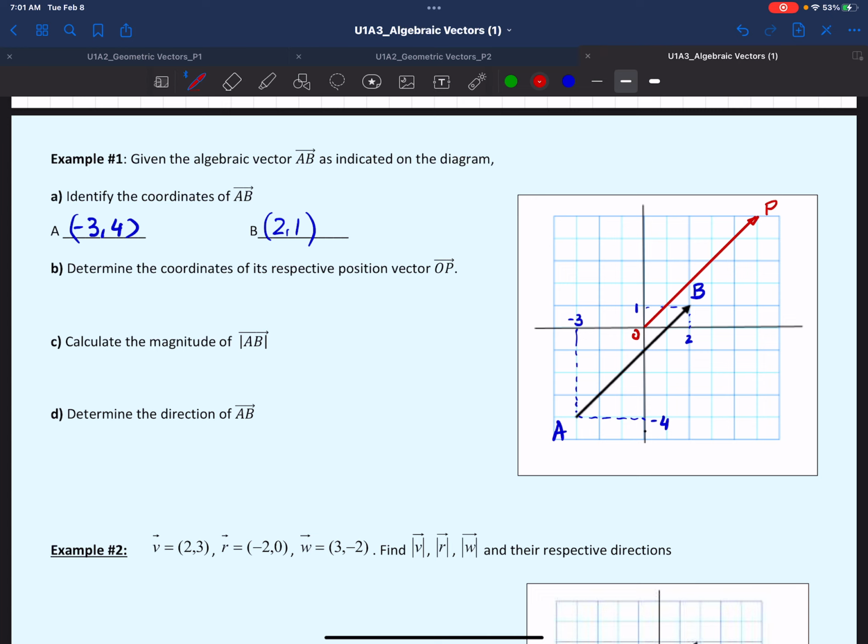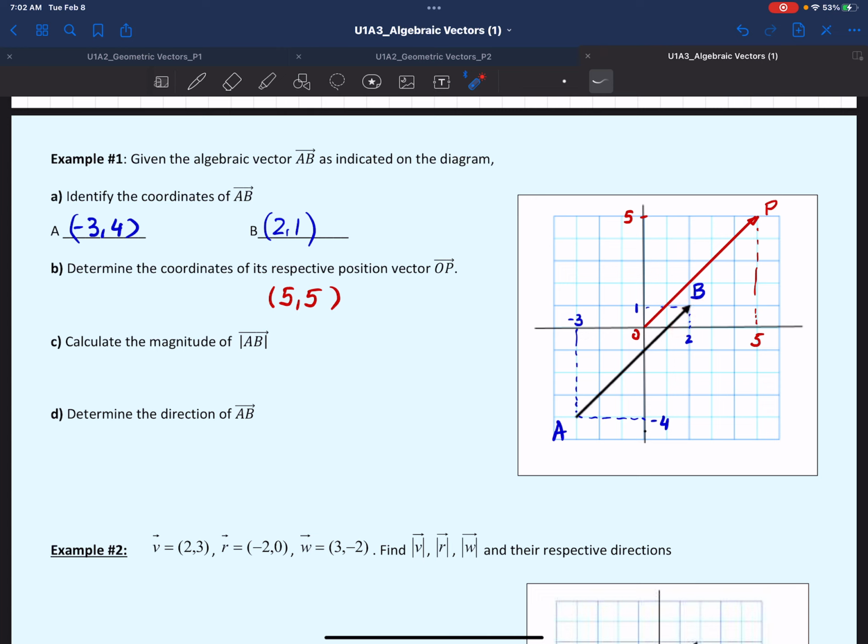So let's do this. P will have the coordinates x equals 5 and y equals 1, 2, 3, 4, 5. So we'll say that OP will have the coordinates 5, 5. Now we have to find the magnitude of vector AB. Now think about it. Vectors AB and OP, since OP is the respective position vector of the algebraic vector AB, will have the same magnitude.